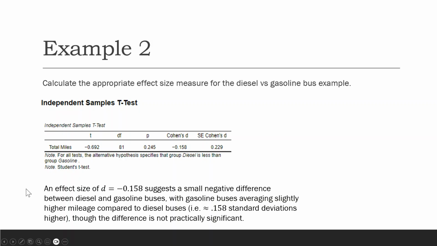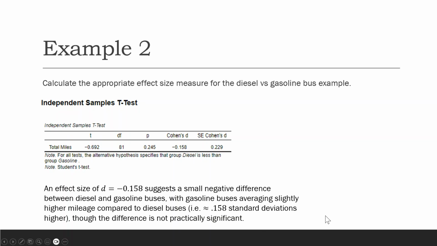It says an effect size of d equals negative 0.158 suggests a small negative difference between diesel and gasoline buses, with gasoline buses averaging slightly higher mileage compared to diesel buses. Remember, we said that if it's negative, group 2 did a little bit better. Since group 2 in this case is gasoline, this part says gasoline averaging slightly higher mileage on one full tank of gas compared to diesel. And how much higher on average? About 0.158 standard deviations higher. Though that difference is not practically significant, since that is a weak effect size.